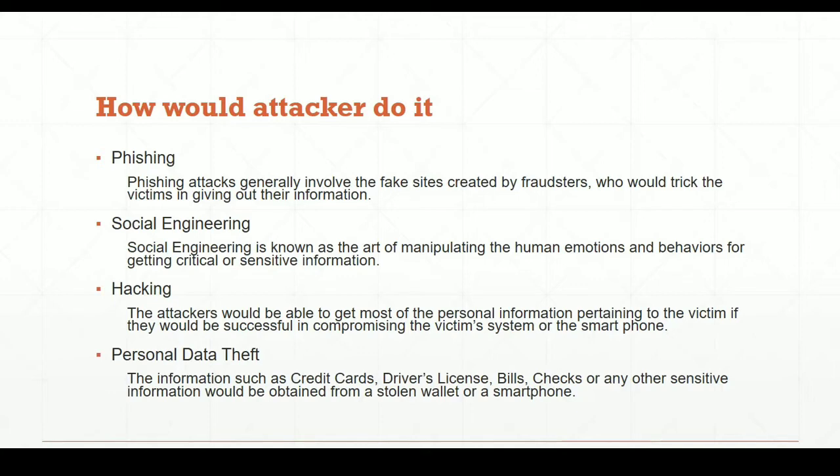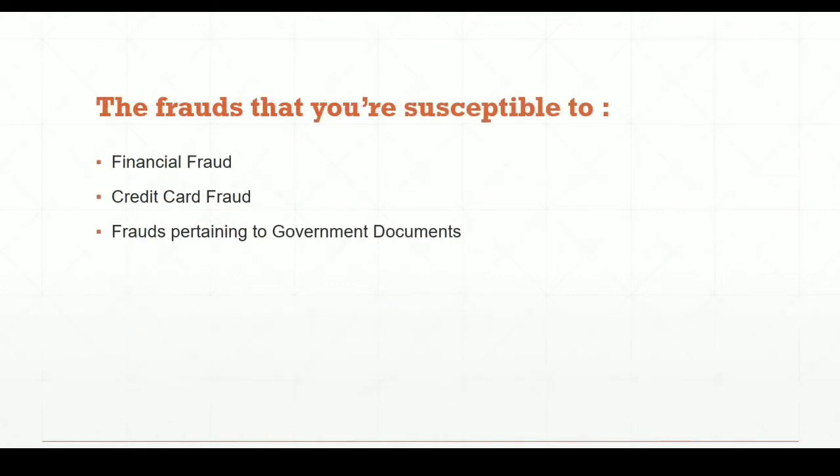The last would be personal data theft, which is basically information such as credit cards or driver's license or bills or any sort of checks or any other sensitive information that would be obtained from a stolen wallet or a smartphone. So what are the frauds that you would be susceptible to? The one would be financial fraud, which is quite obvious when any such attacks happen. The next would be any sort of credit card fraud such as card skimming or card cloning, etc. Then the next would be the frauds pertaining to government documents.